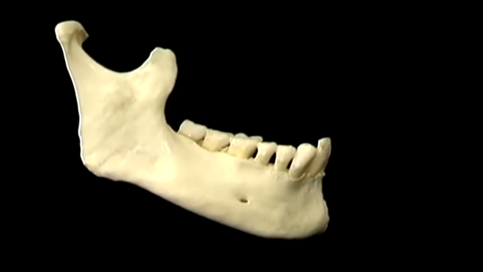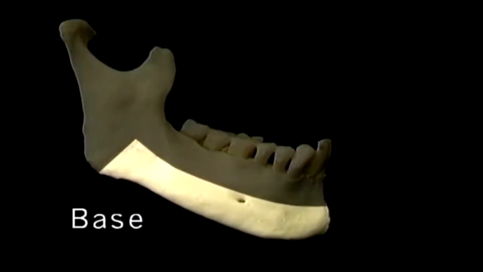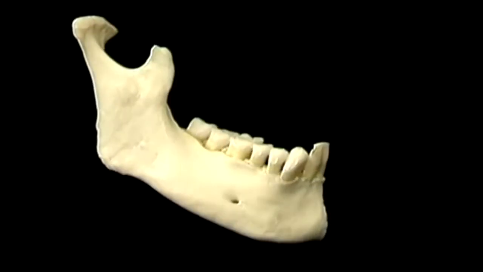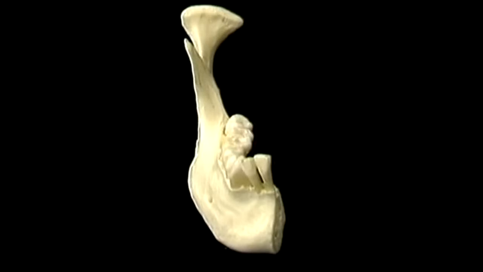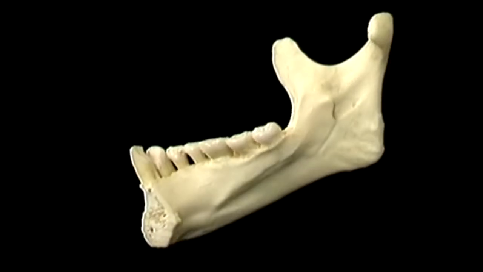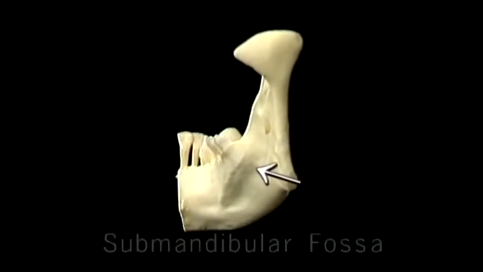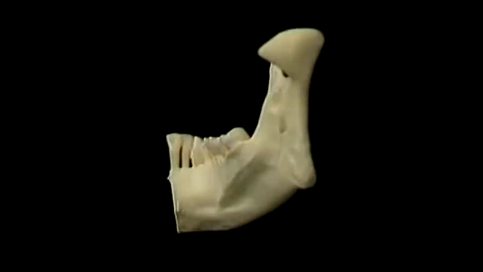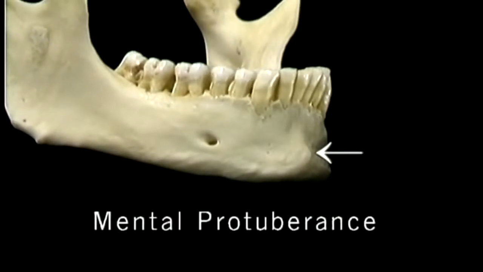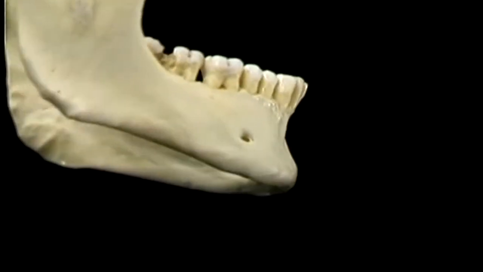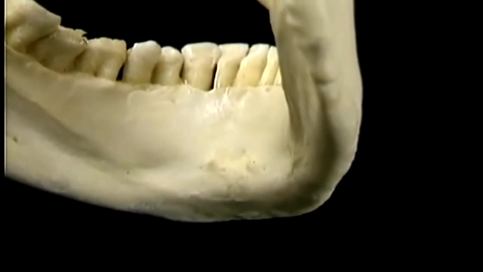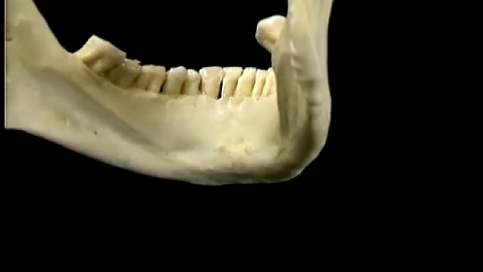The body of the mandible is described as consisting of the base and the alveolar process. The side of the body slopes upward and inward, slightly on the outer aspect, markedly on the inner aspect. The posterior part of the alveolar process bulges medially above this hollow, the submandibular fossa. This projection in the midline is the mental protuberance. On the inside, this roughened area is the mental spine. Two pairs of muscles are attached here, the geniohyoid and genioglossus muscles.